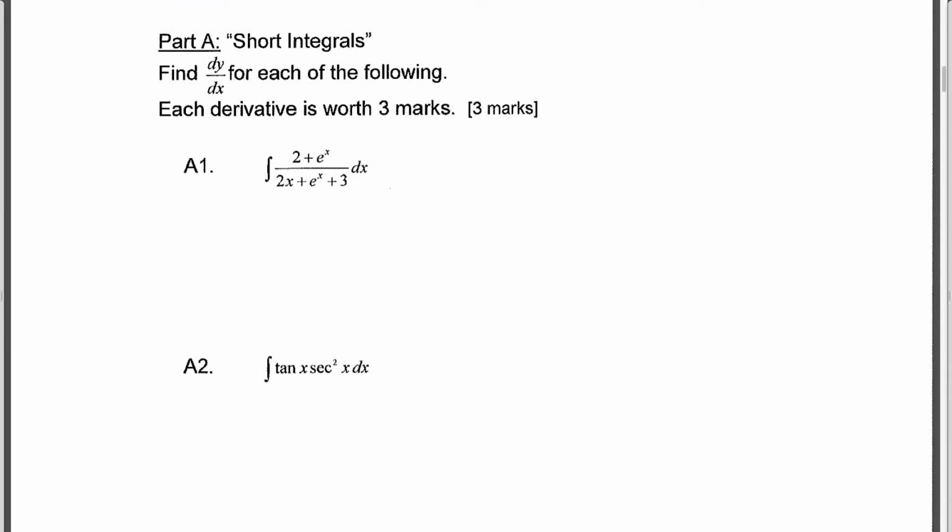And the first question has 2 plus e to the x over 2x plus e to the x plus 3. And immediately we should recognize that the derivative of the denominator is the numerator. So we're looking at a question that has a du over u form. Again, because if we take the derivative of 2x plus e to the x plus 3, we get exactly the numerator. So if we did u substitution, this is what we're looking at, so we can directly write the answer here, the natural log of the denominator. And we should be familiar with that form.